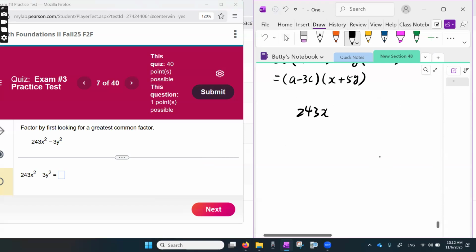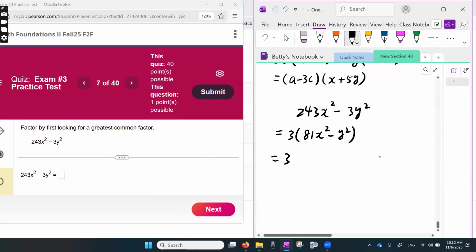243x squared minus 3y squared. That is a very good reminder. The GCF of the binomial is 3. Let's factor it out. We have 81x squared minus y squared. Yeah, 81 times 3 is 243, minus 3y squared.